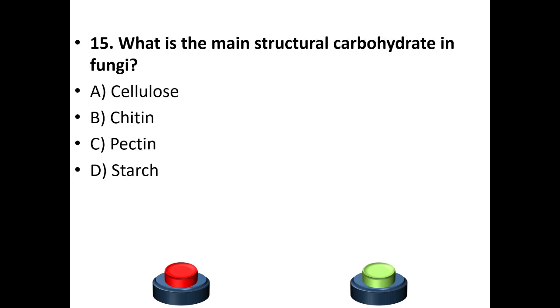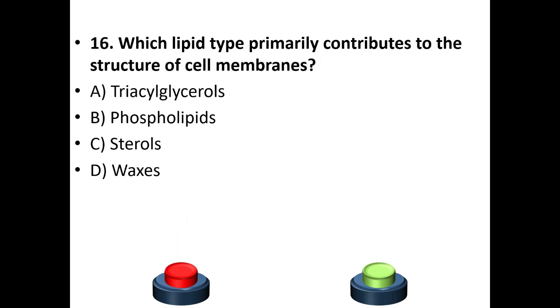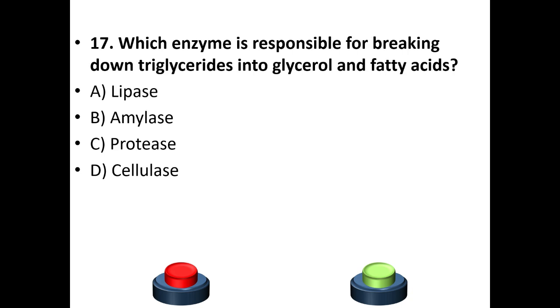15th question. What is the main structural carbohydrate in fungi? Cellulose, chitin, pectin, starch. Which is the answer? Here answer is B, chitin. 16th question. Which lipid type primarily contributes to the structure of cell membranes? Triglycerols, phospholipids, sterols, waxes. Which is the answer? Here answer is B, phospholipids.